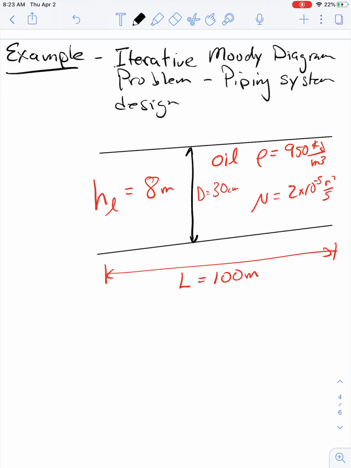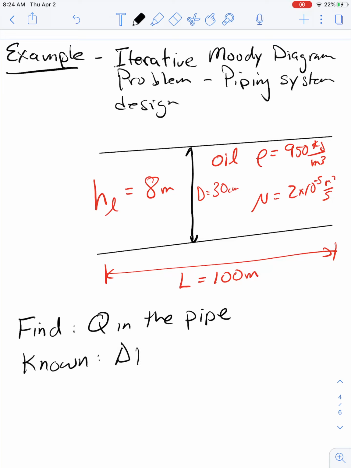Ultimately, we are asked to find the flow rate in the pipe. So find Q in the pipe. We're going to be trying to find our flow rate. So what is unknown is the Q.